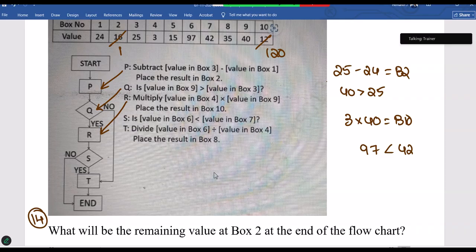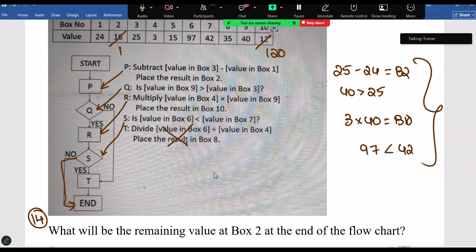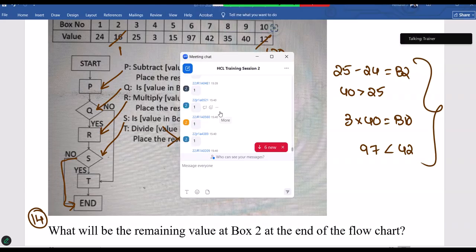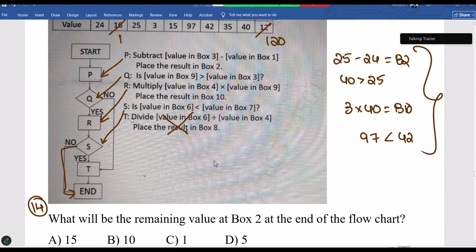No. When that is no, you have to go directly to end. No need to execute the T step. No need of T, it's end. That's it. So end happened. So what is there in box 2 is only 1. Box 2 was initially updated, then there is no change for box 2.